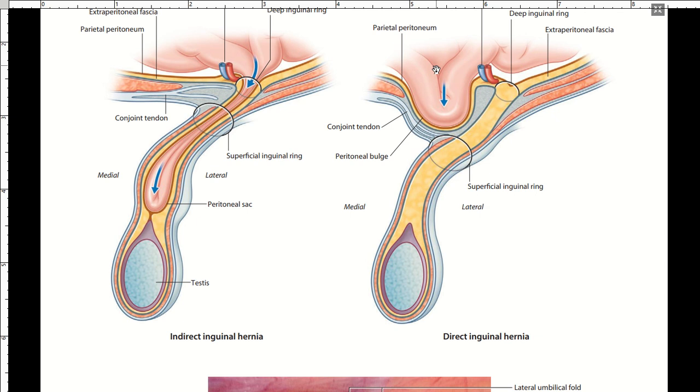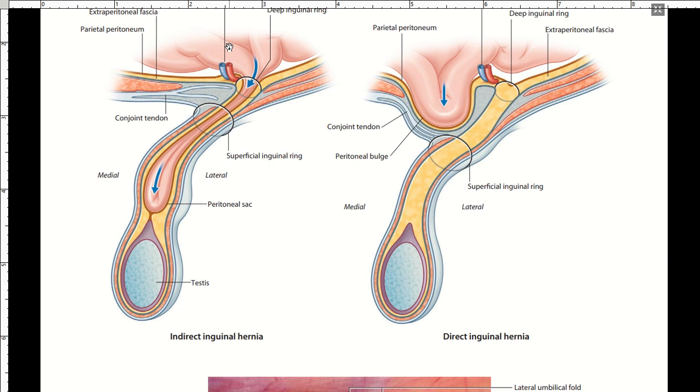So direct inguinal hernia, we said it is rare in women. It is common in old men, and its hernial sac is actually wider. Because it is not passing through the deep inguinal ring, it is going to be wider as compared to this one. Good. Let's talk about indirect hernia.